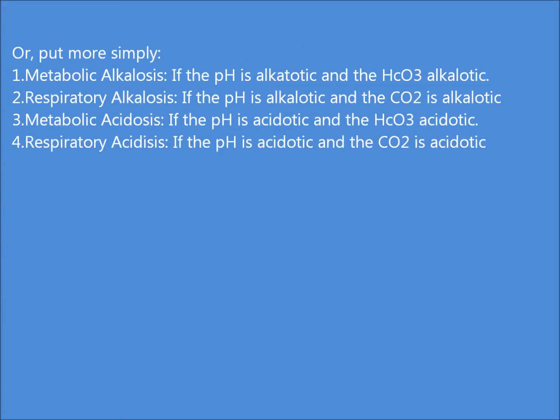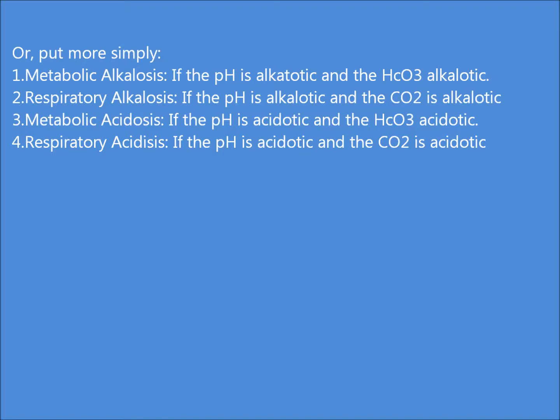Or put more simply, metabolic alkalosis is if the pH is alkalotic and the HCO3 is alkalotic. Respiratory alkalosis if the pH is alkalotic and the CO2 is alkalotic. Metabolic acidosis if the pH is acidotic and the HCO3 is acidotic. Respiratory acidosis if the pH is acidotic and the CO2 is acidotic.